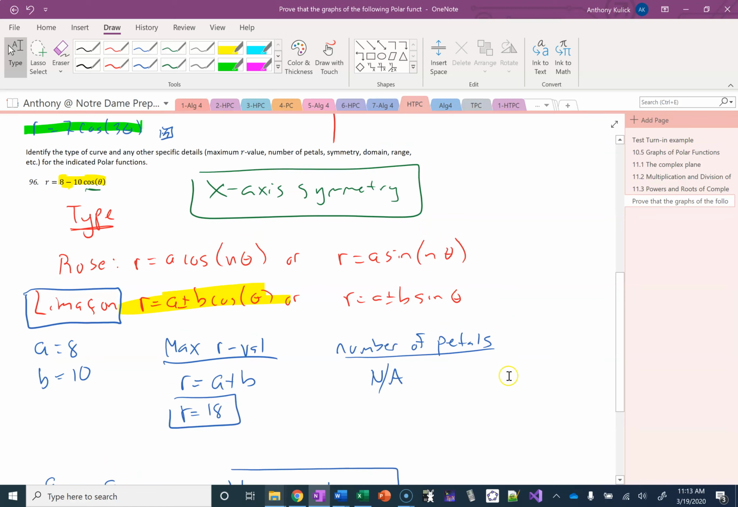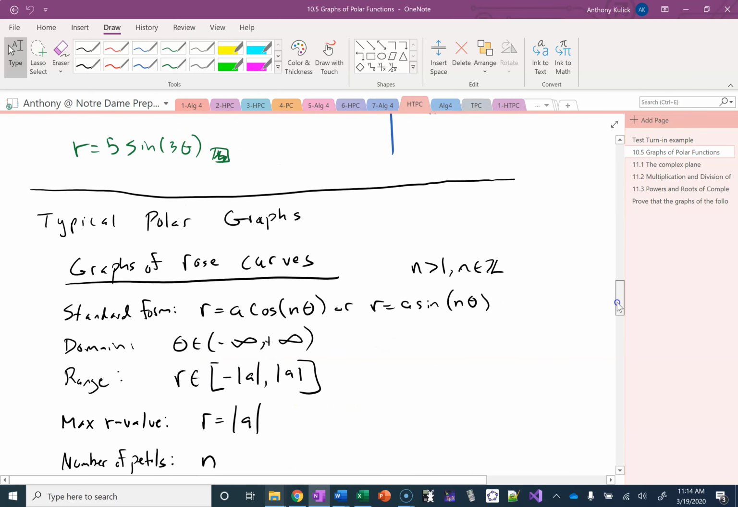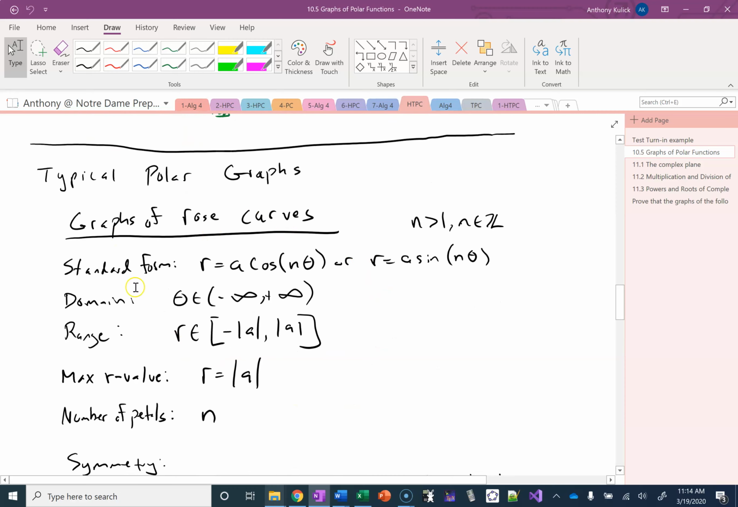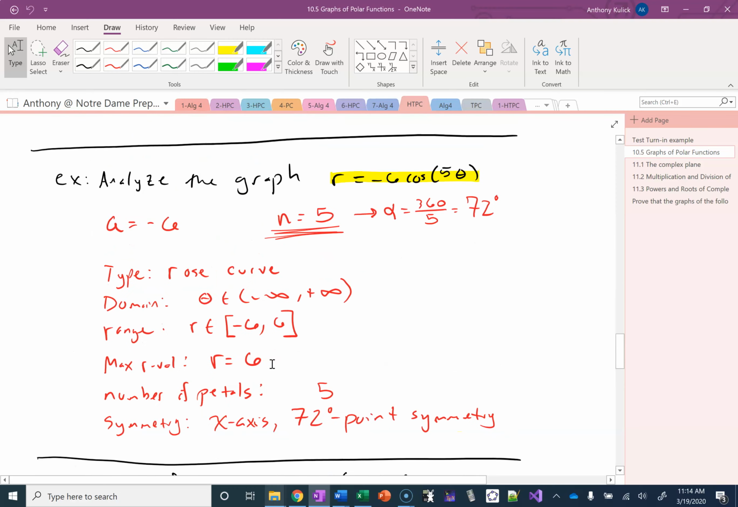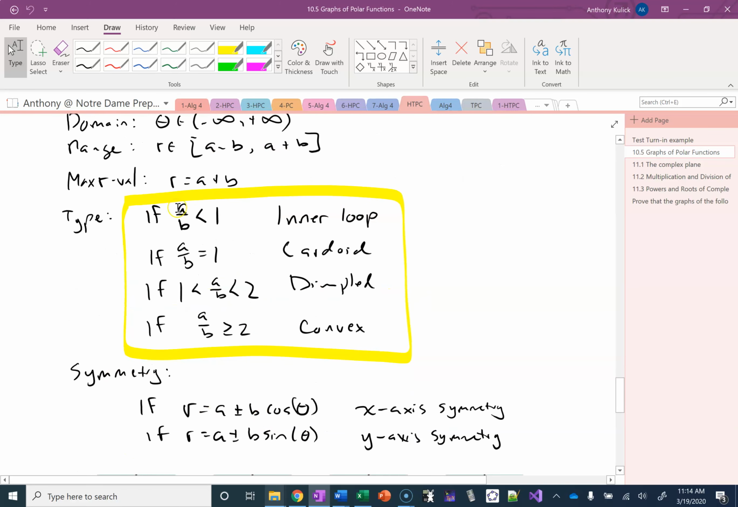Again, some of these facts that I just wrote down were all things that we did in the notes. So if you go back and look at the 10.5 notes, we have all these facts for the rose curve, or all these facts for the limacon curve, and this is just what I'm using to do those problems. I hope that helps, and good luck.